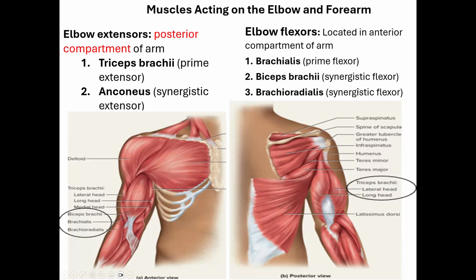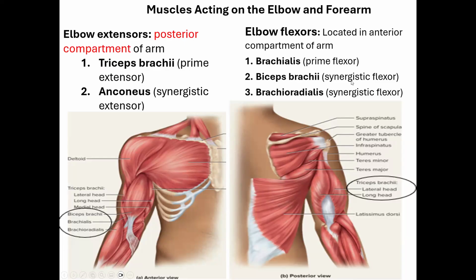What about the flexion? How does the elbow flexion happen? That's this movement. Mainly by the, actually biceps is not the prime flexor. There's a muscle under the biceps called the brachialis. That is a prime flexor.